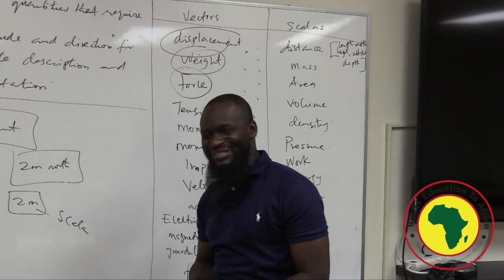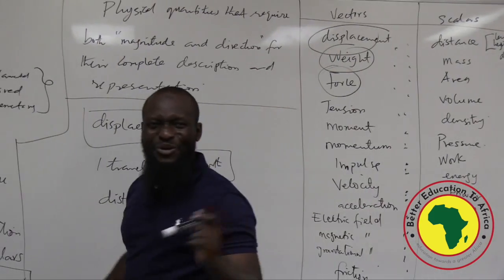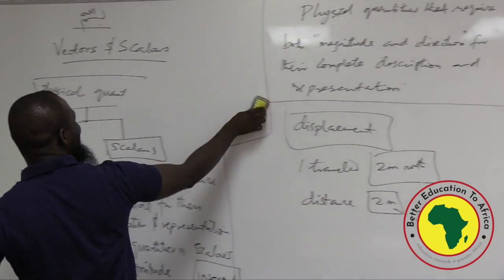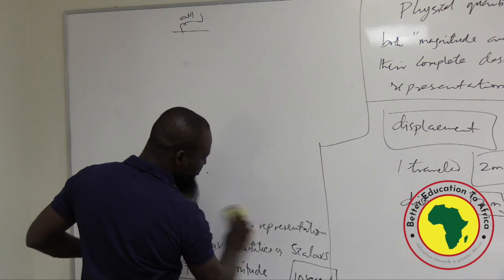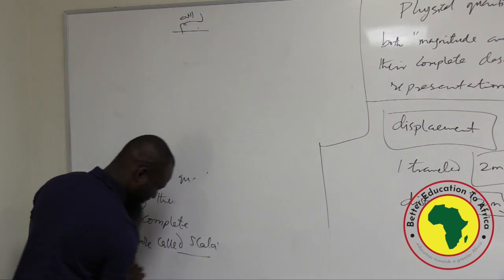Now let's go to business. Let's go to business. We'll go to representation of vectors. Representation of vectors. How do we represent vectors?